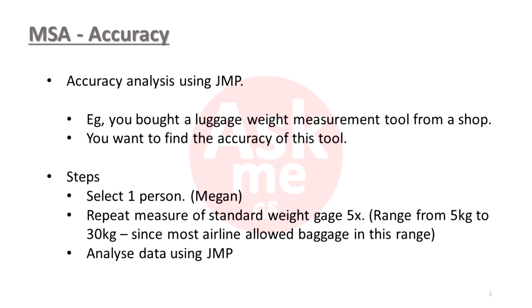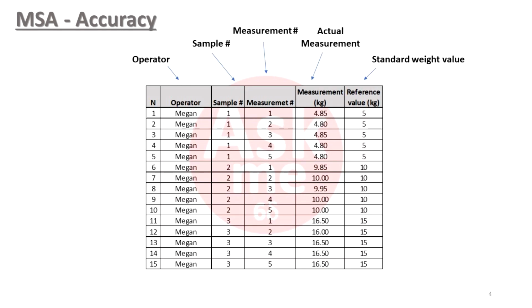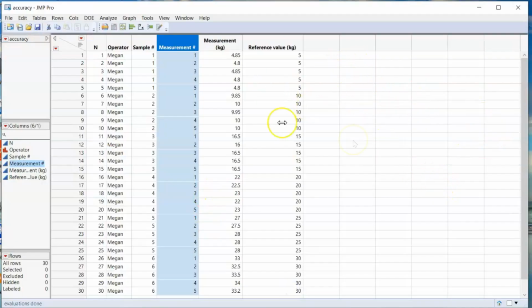Repeat measuring each standard weight 5 times. Plot the data and analyze it using JMP. This is the table to collect the data. We have the operator, Megan, the sample ID, the number of measurements, the actual measurement value, and the standard or reference value on this table. Enter these data into JMP. Here are the data in the JMP table.